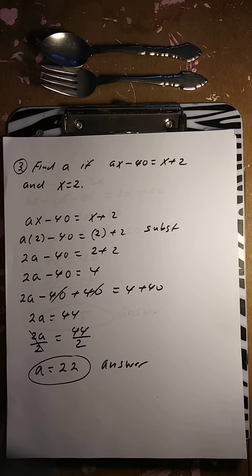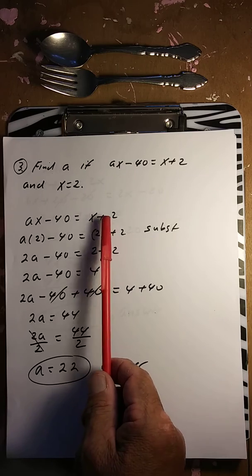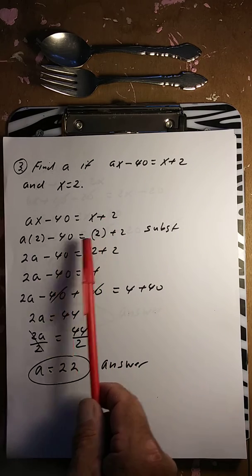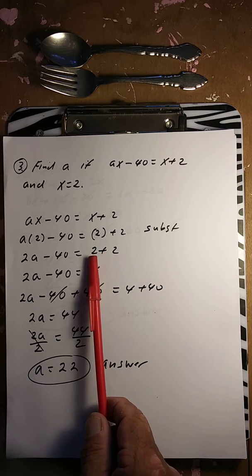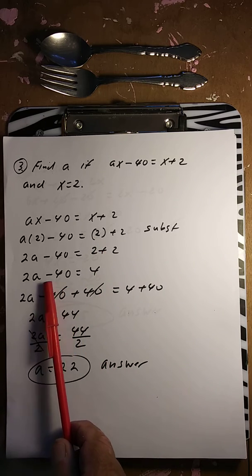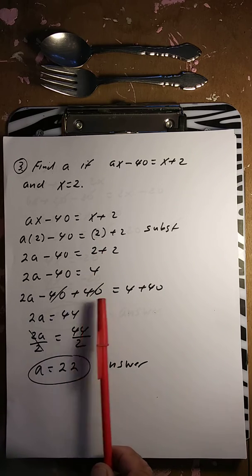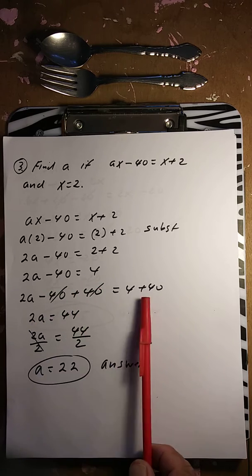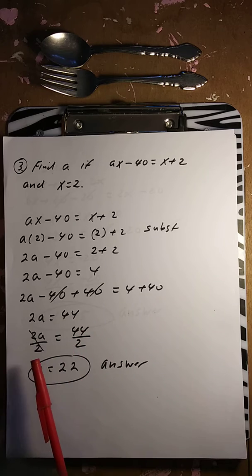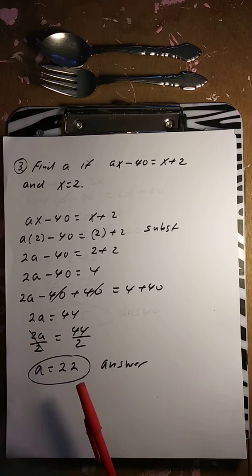Find a if ax minus 40 equals x plus 2 and x equals 2. So let's substitute in here 2 for the x. So 2 times a is 2a minus 40. 2 plus 2, that's going to be a 4. 2a minus 40 equals 4. Plus 40, these are gone. So 2a equals 44. Now divide by 2. So a is 22.